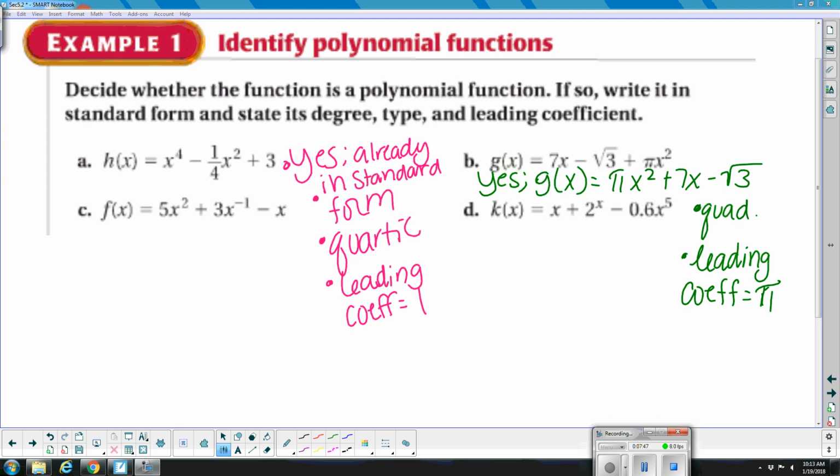The second one, yes, is a polynomial function. It's quadratic. In standard form, it's pi x squared plus 7x minus the square root of 3. And the leading coefficient is pi.